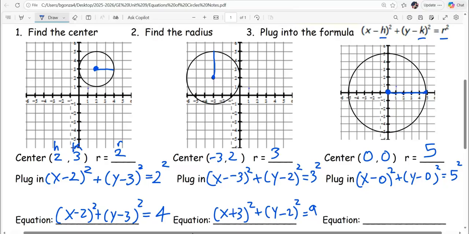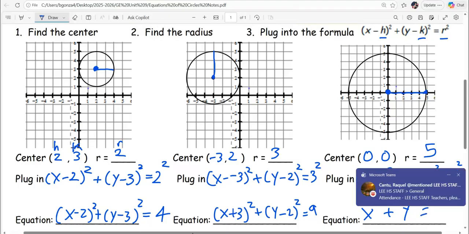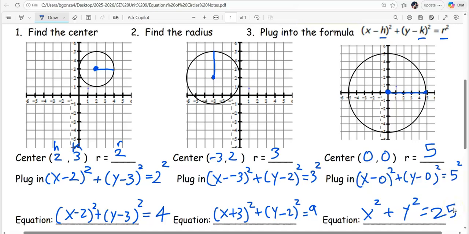All right, so here's what you do. You do not write minus 0. You just put x squared. You just put y squared. And then what's 5 squared? 25. Good job. All right. Do you understand? All right. Does anyone still need this? We're going to move it down.